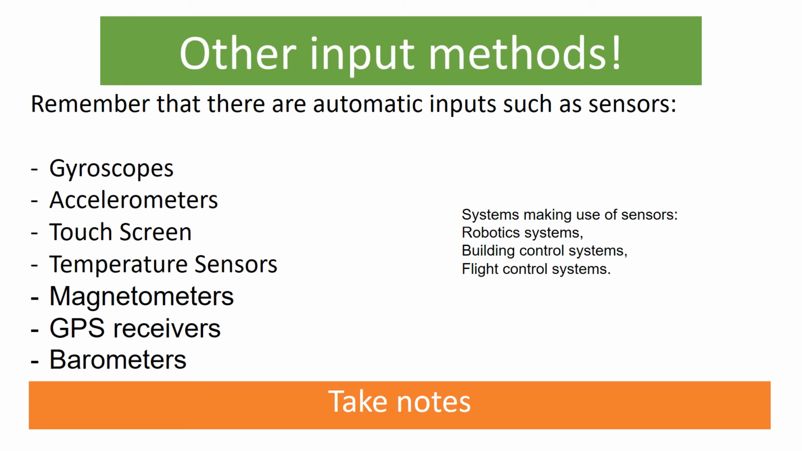Think of a flight control system when you're flying a plane. You're going to want to know what the pressure is outside, and we can use a barometer to do this. We might use a GPS to track our position when we're flying. But there are also other sensors, such as gyroscopes and an accelerometer to tell us how fast we're moving. We might have a temperature sensor, so we know how hot it is outside.